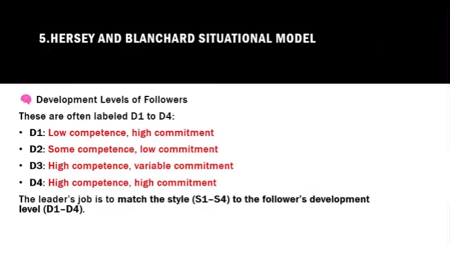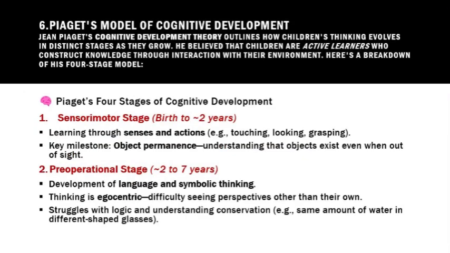According to the Hersey and Blanchard situational model, there are 4 developmental levels: D1, D2, D3 and D4. D1 means low competence and high commitment. D2, some competence and low commitment. D3, high competence and variable commitment. D4, high competence and high commitment. Here the leader's job is to match the style S1 to S4 to the follower's development level D1 to D4.